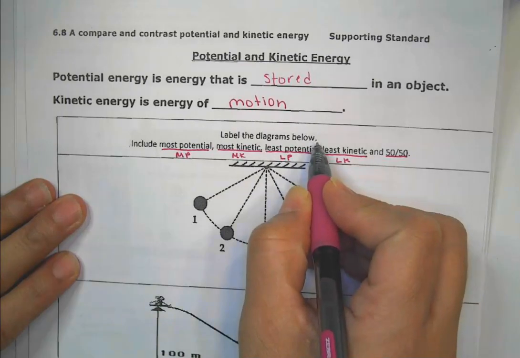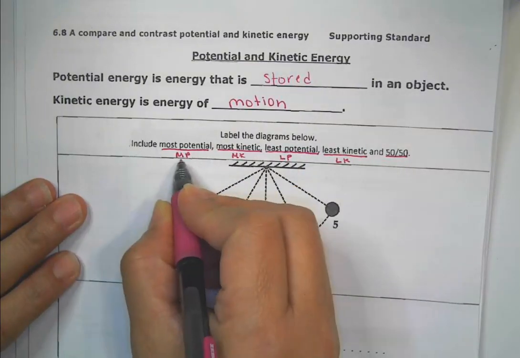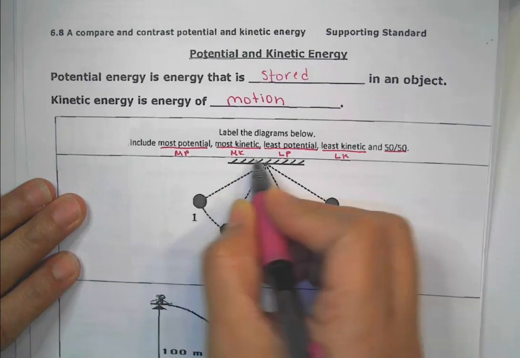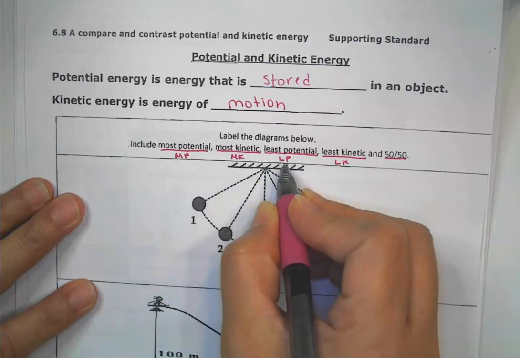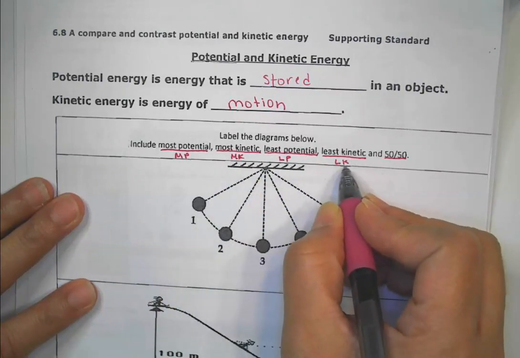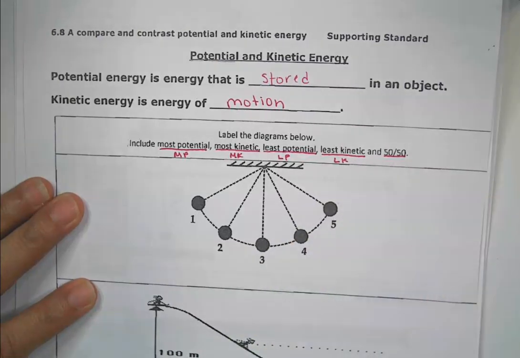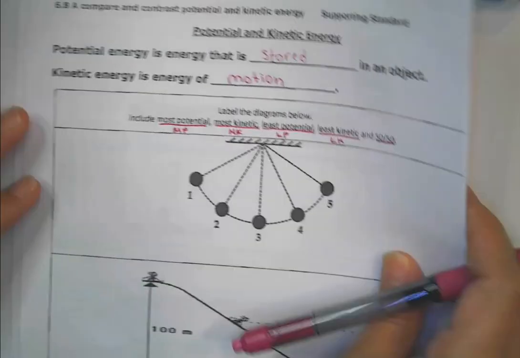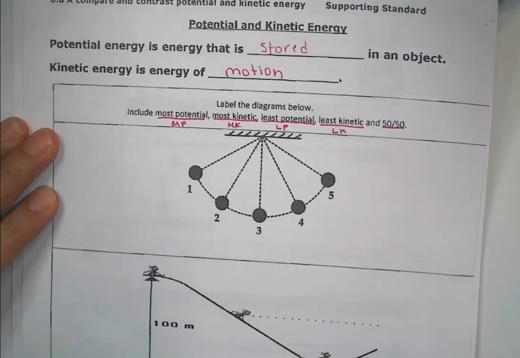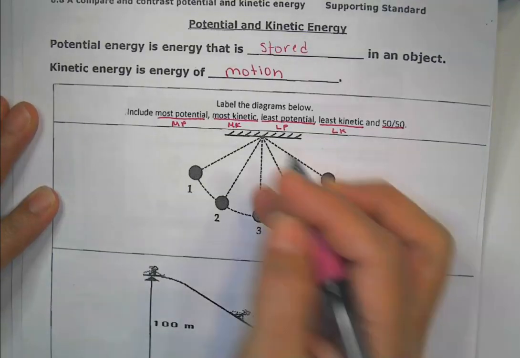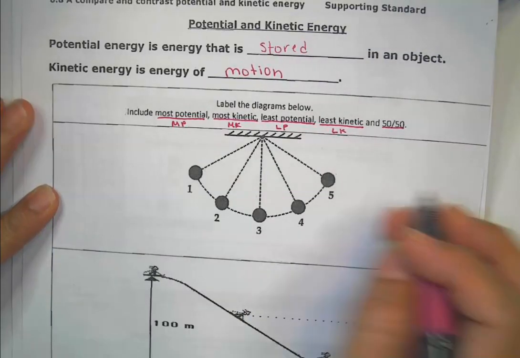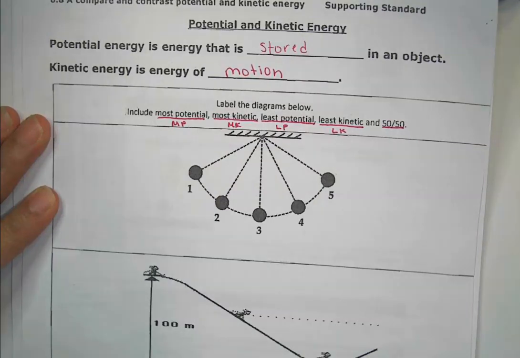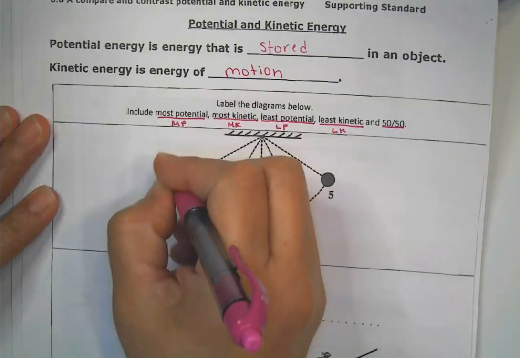label the diagram below. Include most potential, so we're going to label that as MP, most kinetic with MK, least potential with LP, least kinetic with LK, and then the 50-50 where I have 50 potential, 50 kinetic. So then right here on this one, always guys, label the one that is at the highest. At the highest point, that's where I'm going to have my greatest or my most potential. It's not moving yet, it's up there. So then right here I'm going to put most potential.